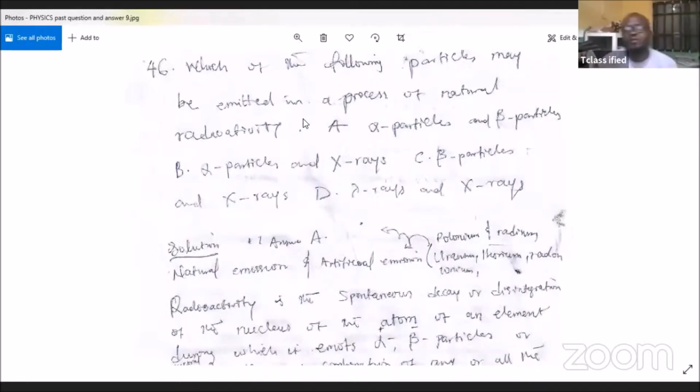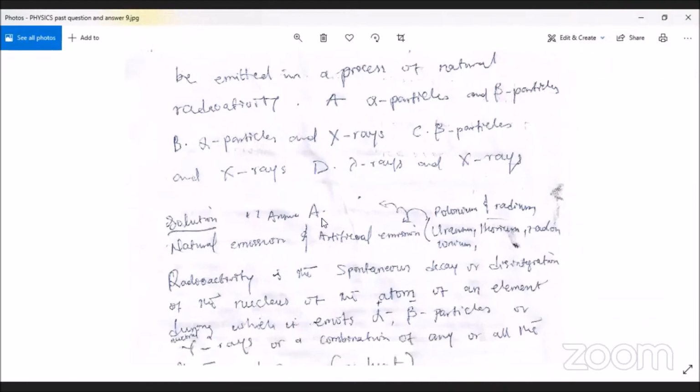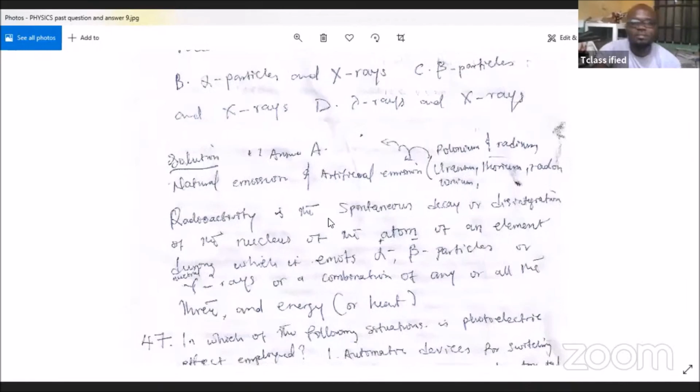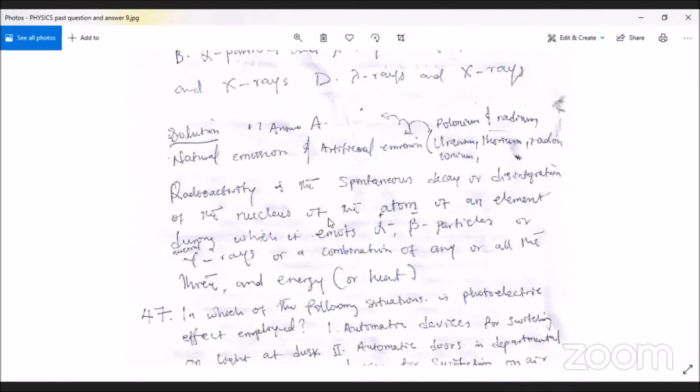Okay, let's look at question number 46. Which of the following particles may be emitted in a process of natural radioactivity? Is it A, alpha and beta particles, B, alpha and X-rays, C, beta particles and X-rays, D, gamma rays and X-rays? Okay, alpha and beta, that's true. We did this one too. Yes, natural emission.